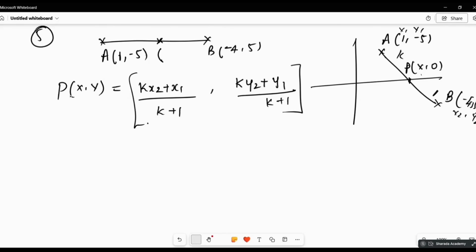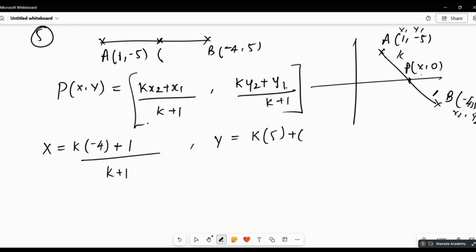Ratio, x value we don't know. That is equal to k into x2, which is -4, plus x1, which is 1, divided by k + 1. And what about here? y is equal to k into y2, which is 5, plus y1, which is -5, by k + 1. And y is 0, I can put this as 0.